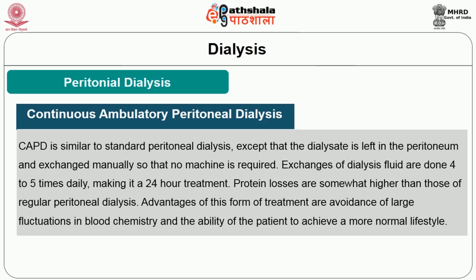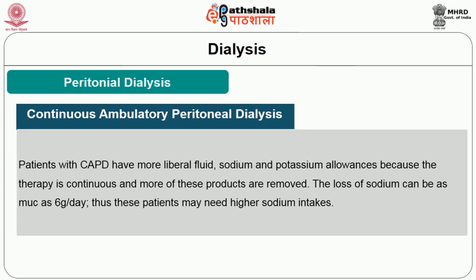Advantages of this form of treatment are avoidance of large fluctuations in blood chemistry and the ability of the patient to achieve a more normal lifestyle. Patients with continuous ambulatory peritoneal dialysis have more liberal fluid, sodium and potassium allowances because the therapy is continuous and more of these products are removed. The loss of sodium can be as much as 6 grams per day, thus these patients may need higher sodium intakes.